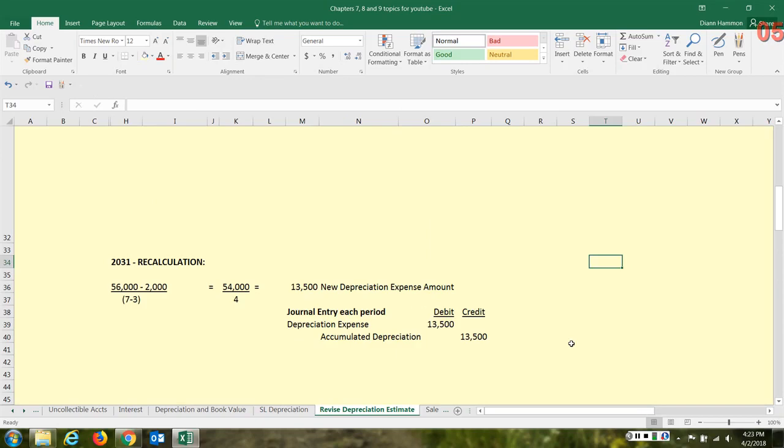Depreciation expense, 13,500. Accumulated depreciation, 13,500. So this is for a 1 year, right? So if the company wants to break that down over months, then they would take this 13,500 and divide it across 12 months.